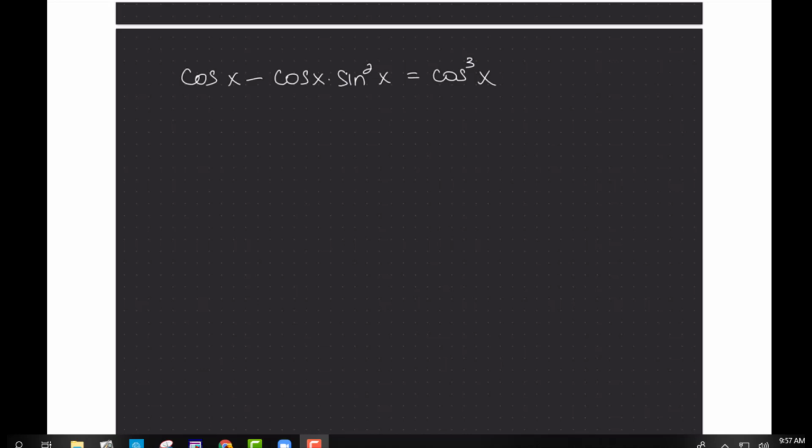So that cosine to the third of x, what does cosine to the third mean? It just means it is cubed, right? Cosine times cosine times cosine. Our first goal is always to try and get this in terms of sines and cosines. Do we have all sines and cosines on the left? Yep, so I think we're good so far there.